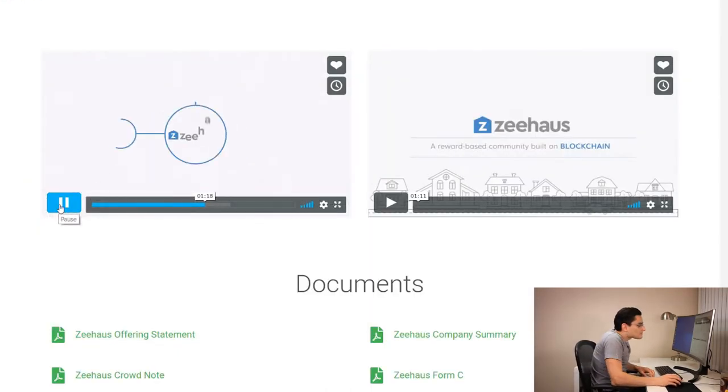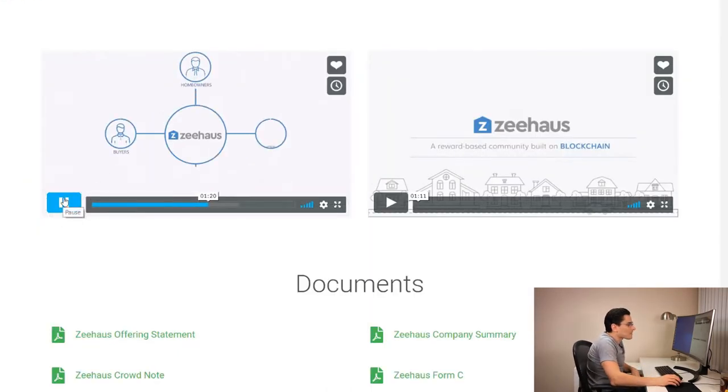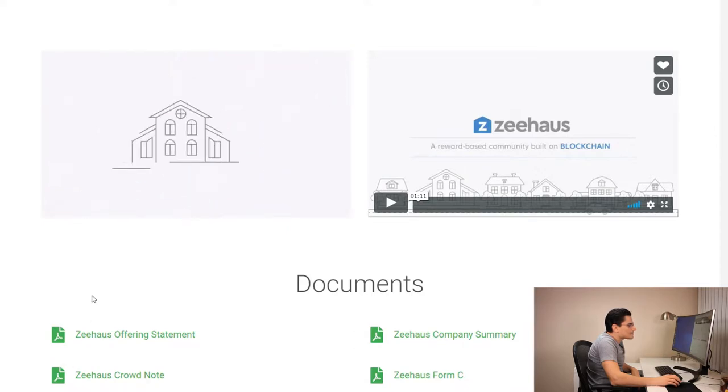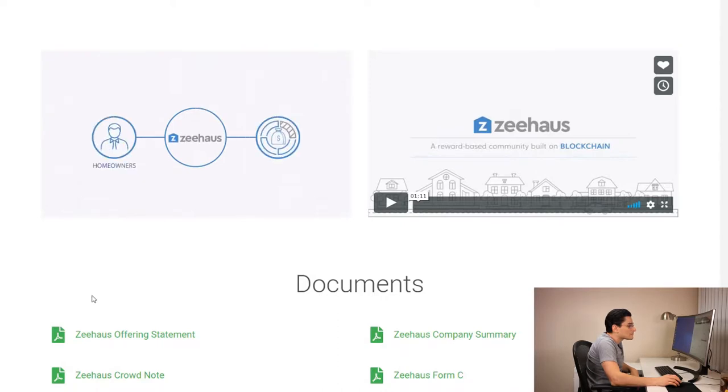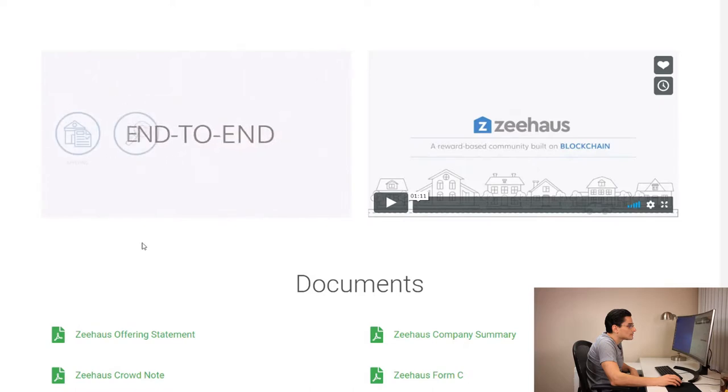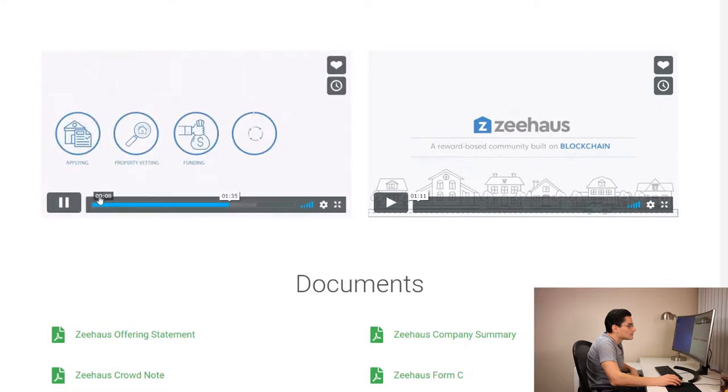Whatever. Z-House plans to bring together buyers with potential investors, real estate agents, and mortgage brokers to achieve home ownership. Existing homeowners can also use the platform to seek equity sharing opportunities. The end-to-end process from applying, property vetting, funding, closing.